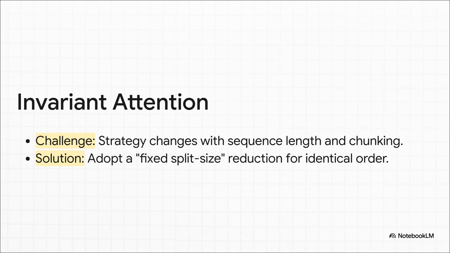Attention is definitely the trickiest of the bunch, because here you need invariance not just for batch size, but also for how the sequence is being processed, like a long prefill versus a single decode token. The fix is a bit more nuanced. Instead of splitting the reduction into a fixed number of chunks, we split it into chunks of a fixed size. This clever trick ensures the math for any given token is identical, no matter what else is going on.